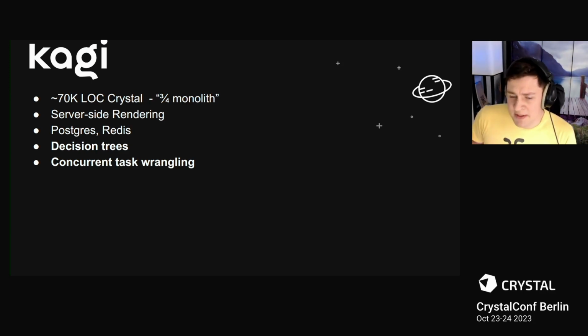We have a focus on server-side rendering because our whole product works without JavaScript. So that part of it's important to us. And we're also using software like Postgres and Redis for persistence and caching. But in this talk, I'm primarily going to be focusing on the core of our application involved with actually building your search results, which consists of a lot of decision trees and concurrent task wrangling. So hopefully that sounds cool.